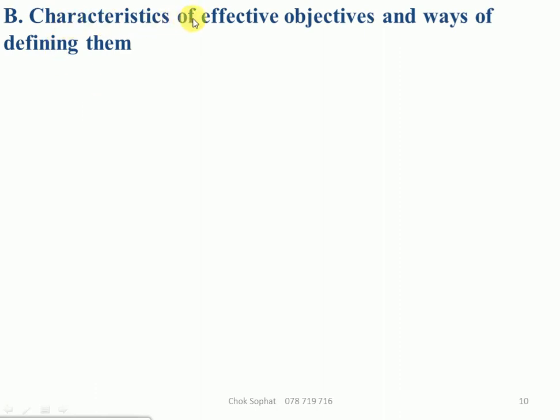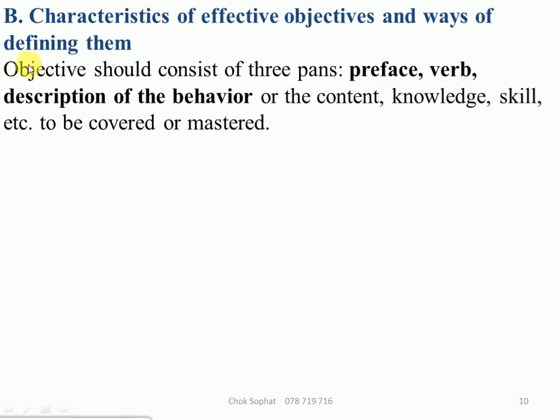Characteristics of effective objectives and ways of defining them. Okay, an objective should consist of three parts: preface, verb, and description of behavior. Content, knowledge, and skills to be covered and mastered. So there are three parts in the objective: preface, verb, description of behavior, or we can say the content, knowledge, and skill.